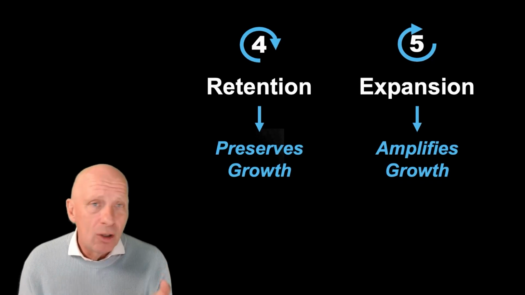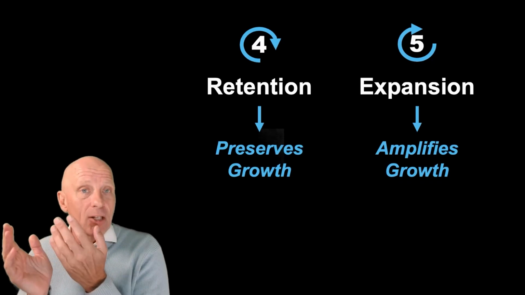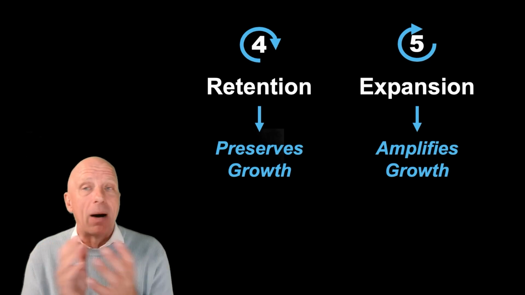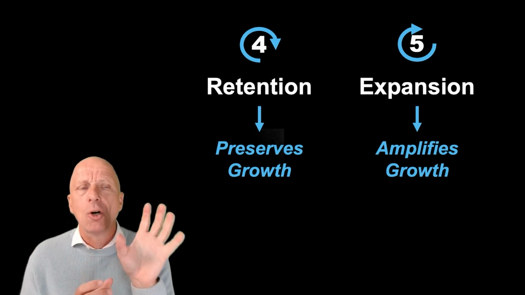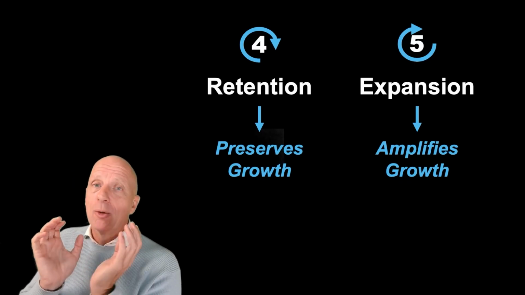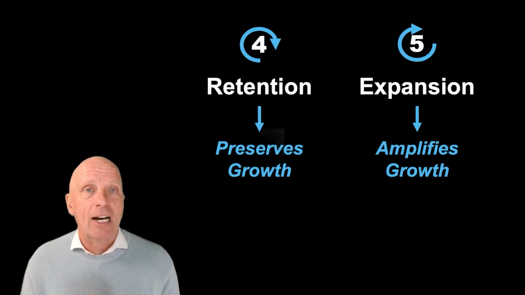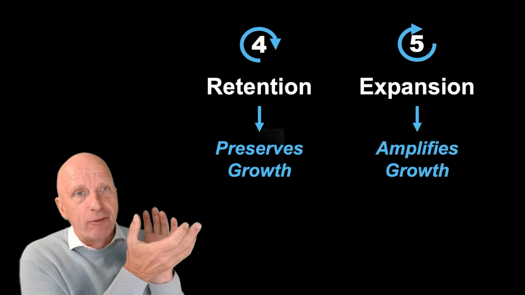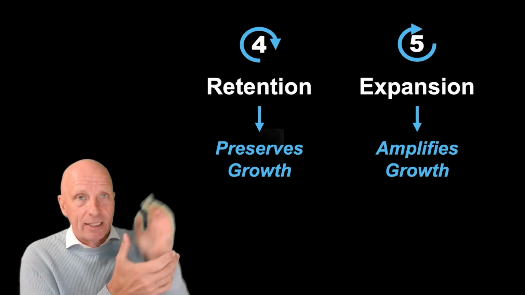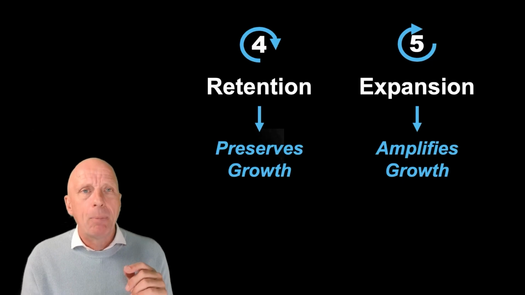We all know, or hopefully, that expansion and retention combined form net growth, right? And net growth is what we're looking at. And so the more we preserve, the more our expansion counts towards actual growth. Therefore, there's two kinds of growth. A growth loop that preserves growth, retention, and a growth loop that amplifies growth.